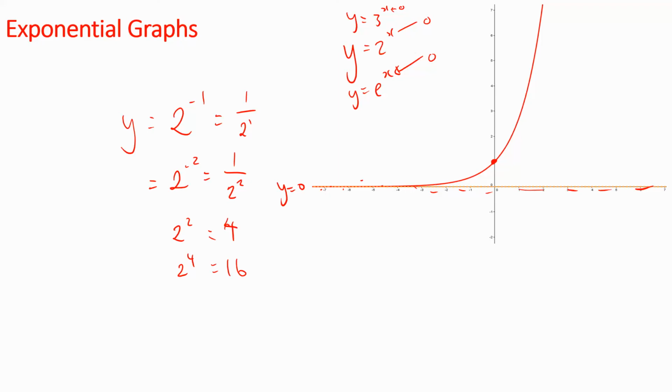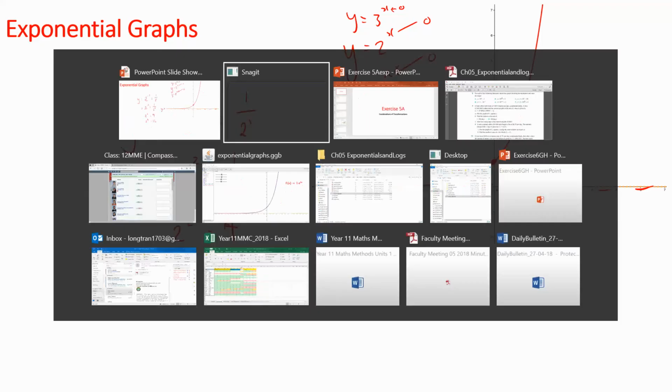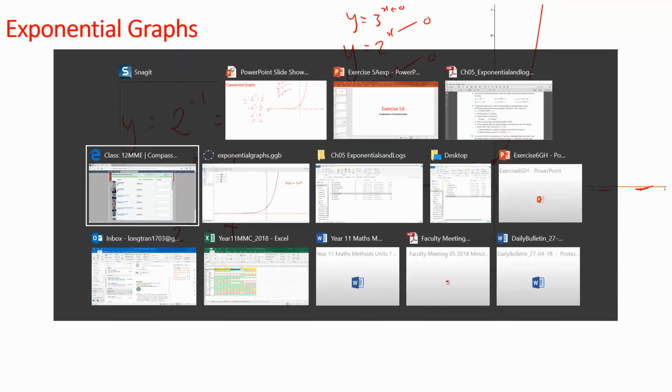Cool. Let's have a look at some transformations, and I'm going to get you to think about the equations and picture what it looks like. Because remember, Methods is all about how well you can picture the graph. The better you picture it, the better you'll answer it. So domain, range, whatever that is. Let's have a look at my GeoGebra graph.